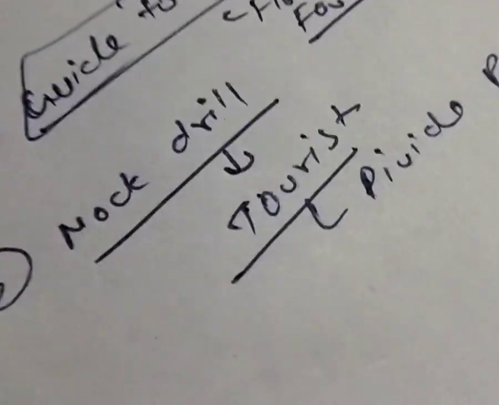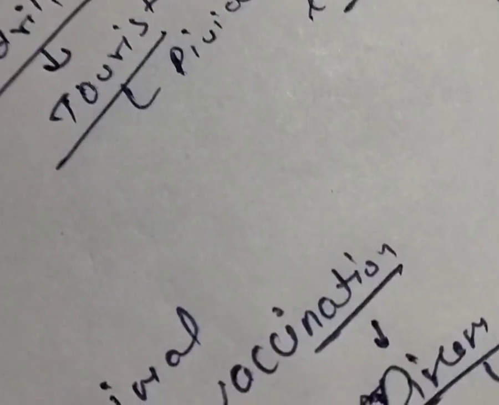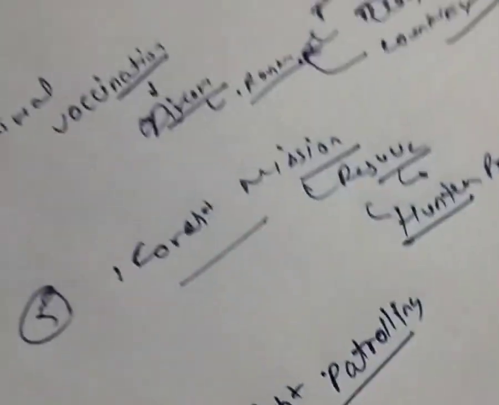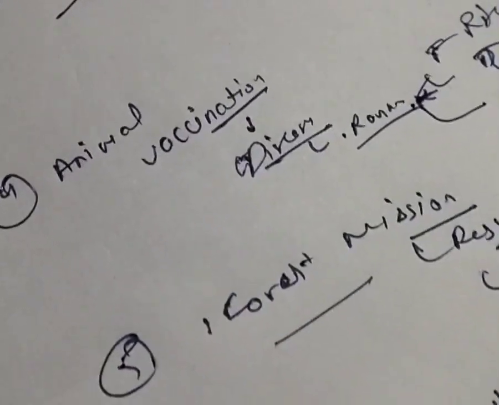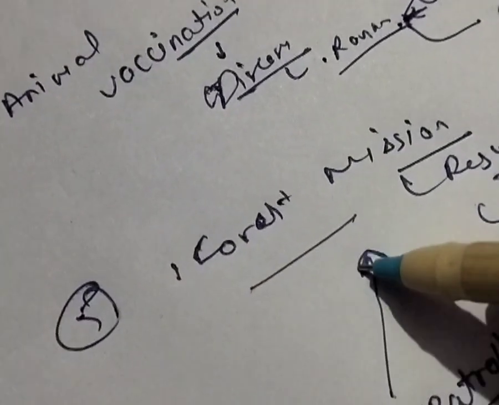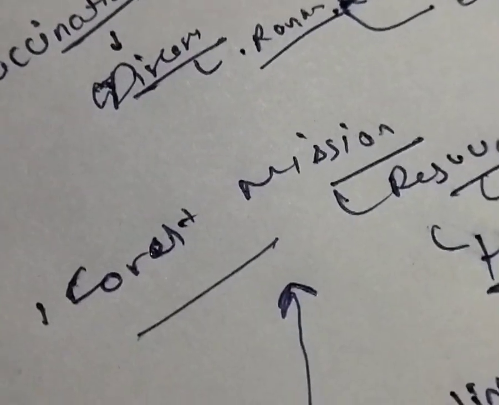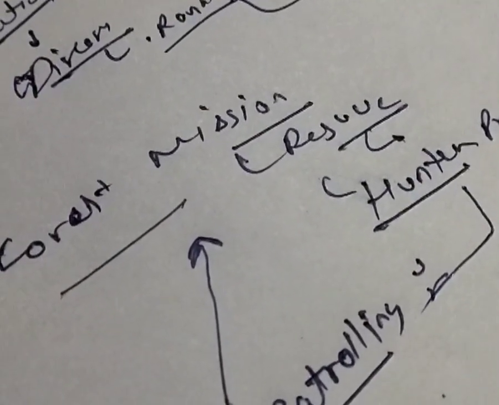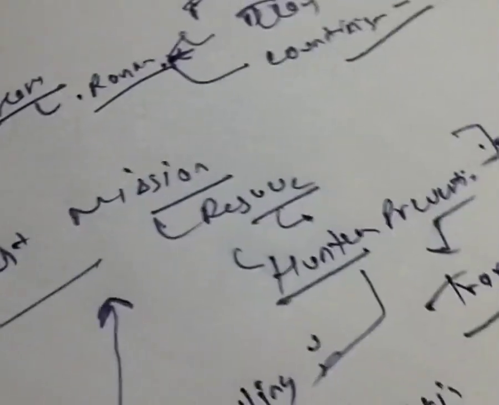For the eighth theme, we can go with night patrolling. Although this theme is similar to the forest mission, the actions will be more divided. Like in the night, we can use more devices, like walkie talkies, so that we can add more actions.